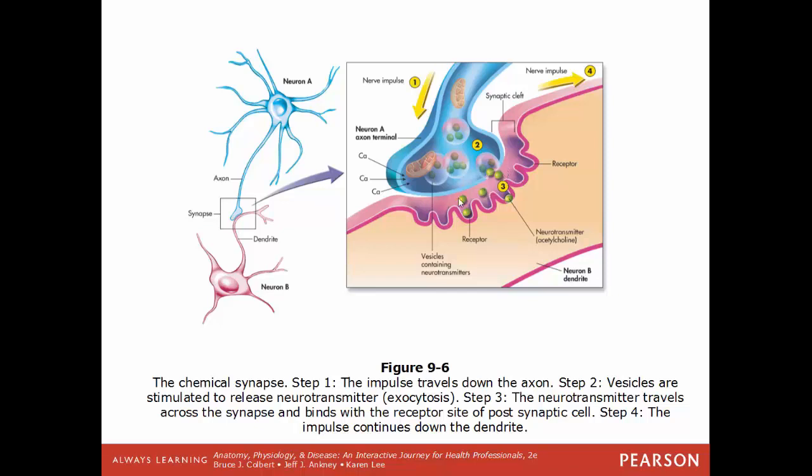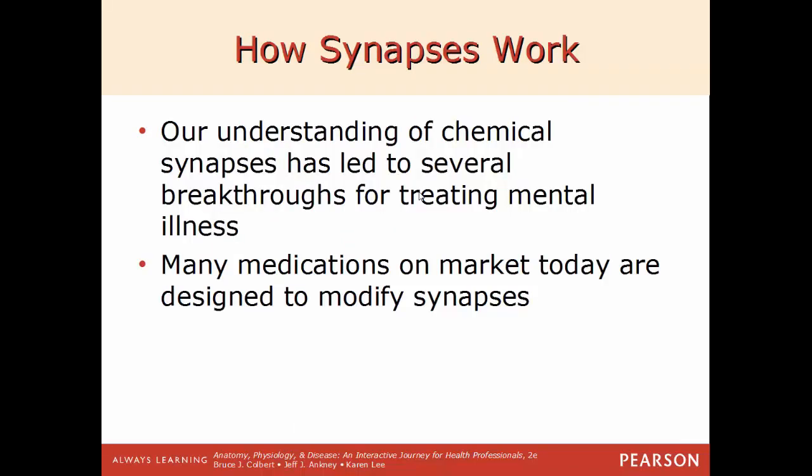And this space, this area here, is what many drugs, both legal and illegal, target, because this can greatly impact how a neurotransmitter works or greatly lower its impact, depending on what drug you're taking. We'll talk about that in more detail. But this is how neurons talk to one another, this process here. This whole process is the synapse. Now, our understanding of a chemical synapse has led to several breakthroughs regarding the treatment of mental illnesses.